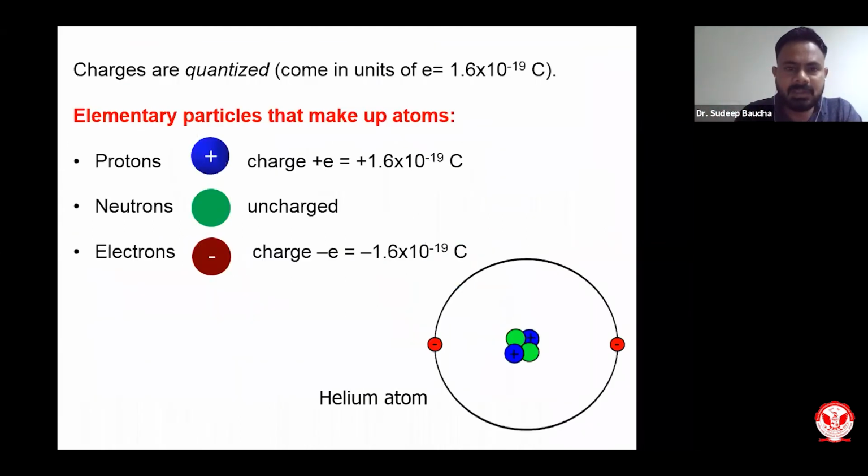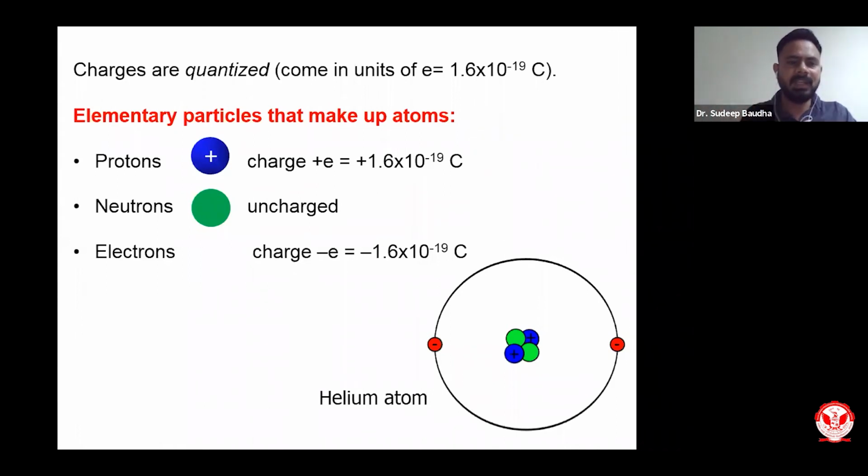With this understanding, charges are quantized, they come in units, and the smallest possible unit of charge is that of the electron, and the value of this is 1.6 times 10 to the power minus 19 coulombs. This is the smallest possible charge we know till date, that of the electron, and that is very small. It is 1.6 times 10 to the power minus 19 coulombs.